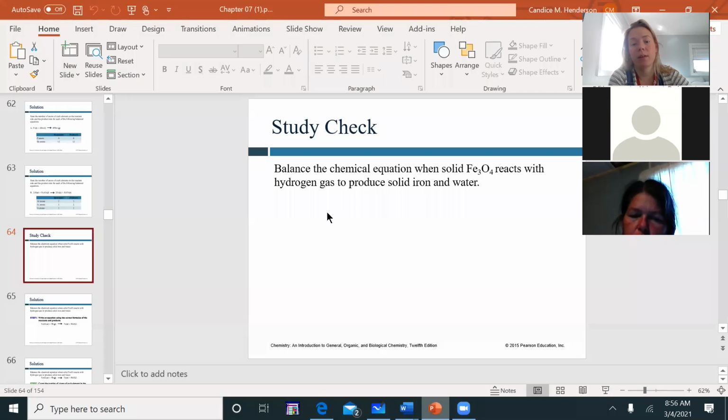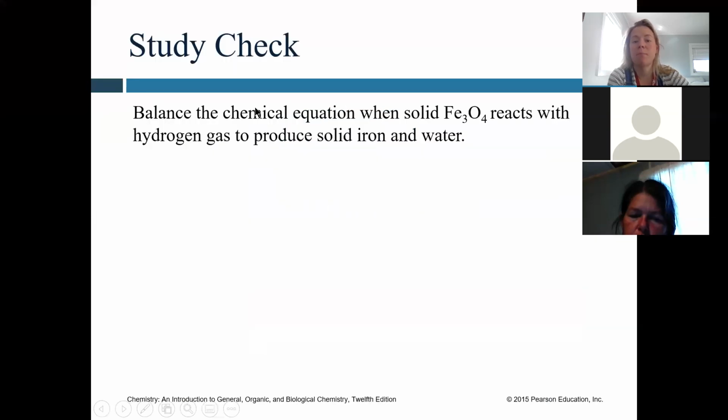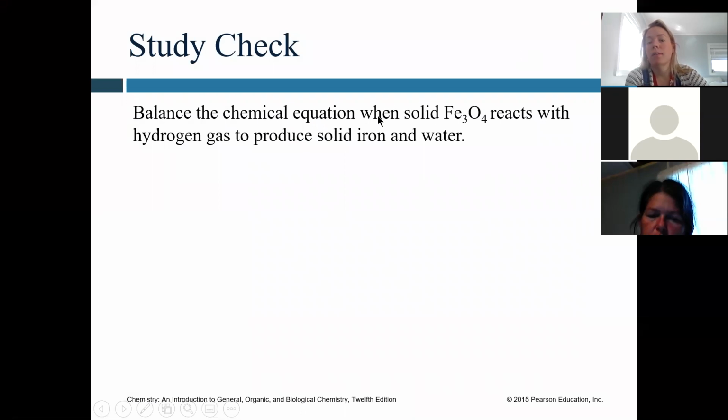So that's what we have going on over here, where it says write a balanced equation when solid Fe3O4 reacts with hydrogen gas to produce solid iron and water. So this is a word problem where we've got to write an equation. What I like to do is figure out where the reactants and the products are and separate it out. It says to produce. Anytime you see the words to produce, to form, decompose, or anything where there's some sort of change, that's your arrow. That is separating the reactants from the products.